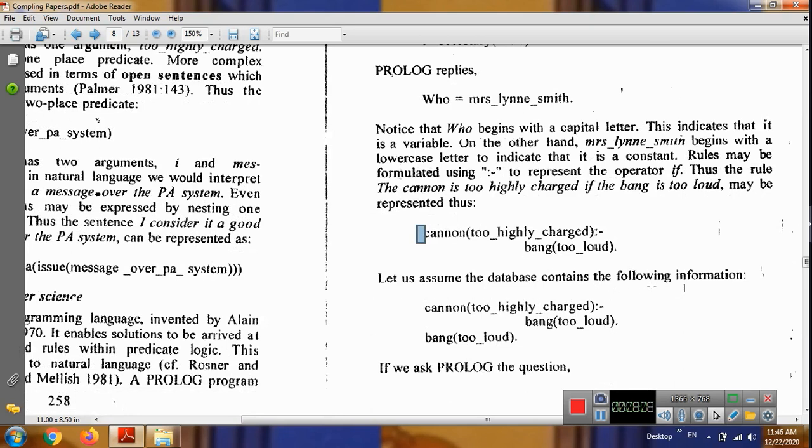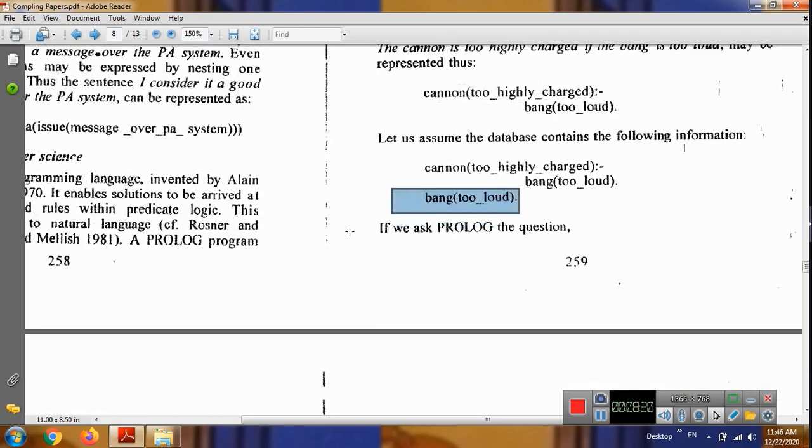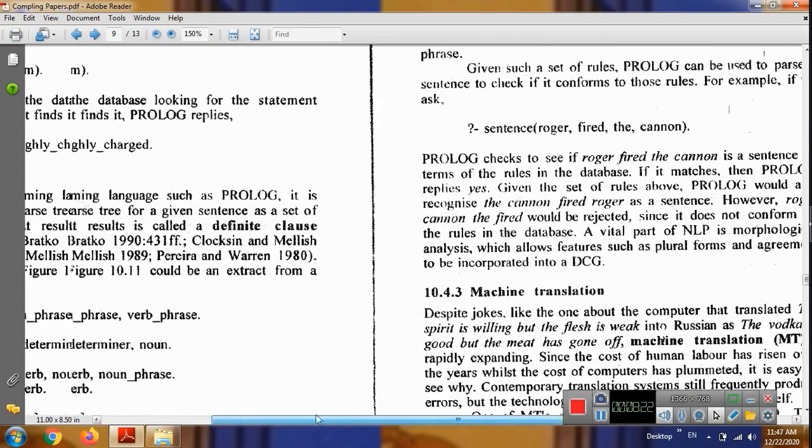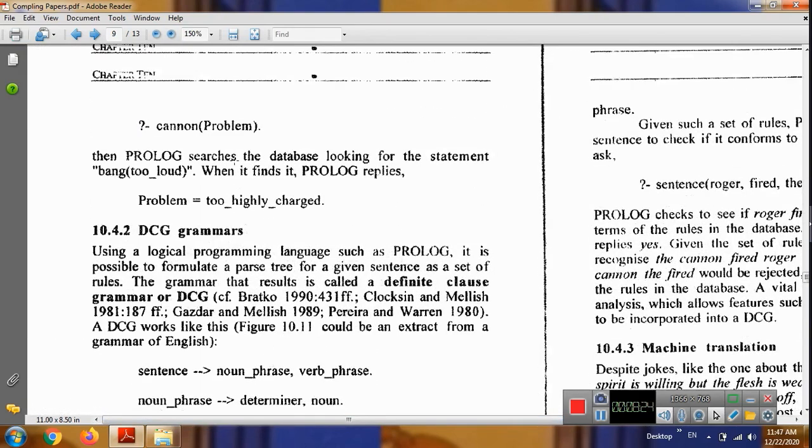Let us assume that the database contains the following information: cannon too highly charged if bank too low, and bank too low. If we ask Prolog the question, a question mark, cannon problem, what is the cannon problem? Then Prolog searches the database looking for the statement bank too low. When it finds it, Prolog replies problem too highly charged.